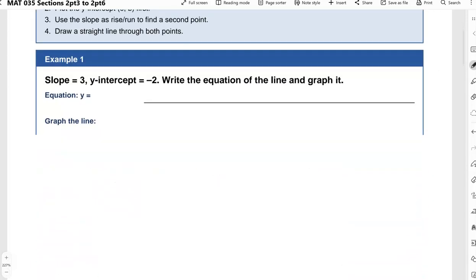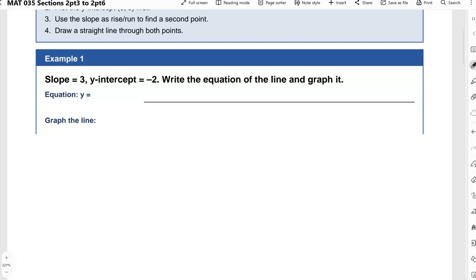So let's look at a different skill. Suppose we have the slope is 3 and the y-intercept is -2. Let's say they want us to write the equation of the line and then graph it. We could use slope-intercept form, y equals mx plus b. This one's nice because it already told us what m is and then what b is. So we're just going to plug that in for our m and our b. So it's going to be y equals 3x plus -2, or we could write that as 3x minus 2.